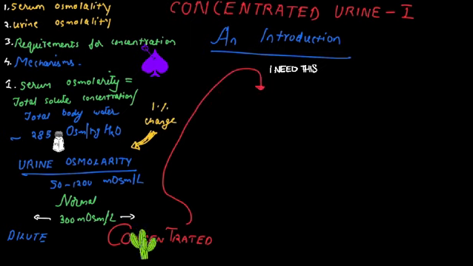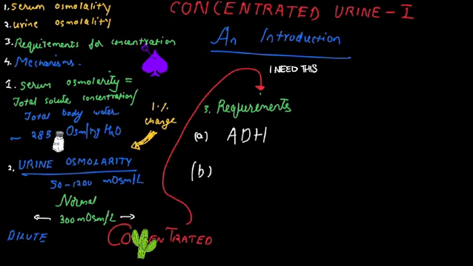And to form a concentrated urine, we need a number of things. First, we require the hormone ADH, or antidiuretic hormone, which is secreted by the posterior pituitary gland. The hormone ADH is also called vasopressin. But ADH is a term which is more appropriate because it is antidiuretic. It is vasopressin under very high concentrations.